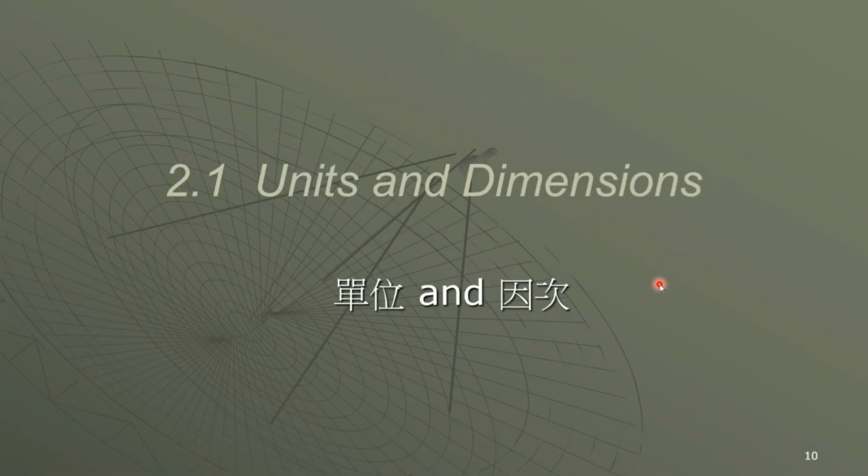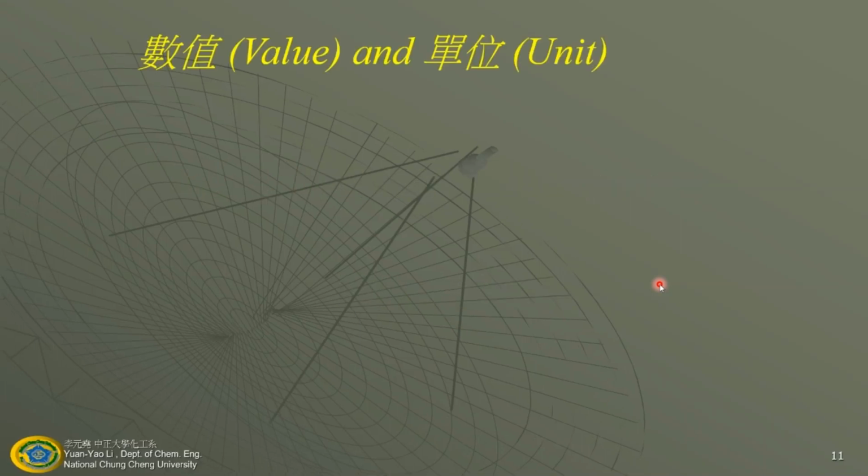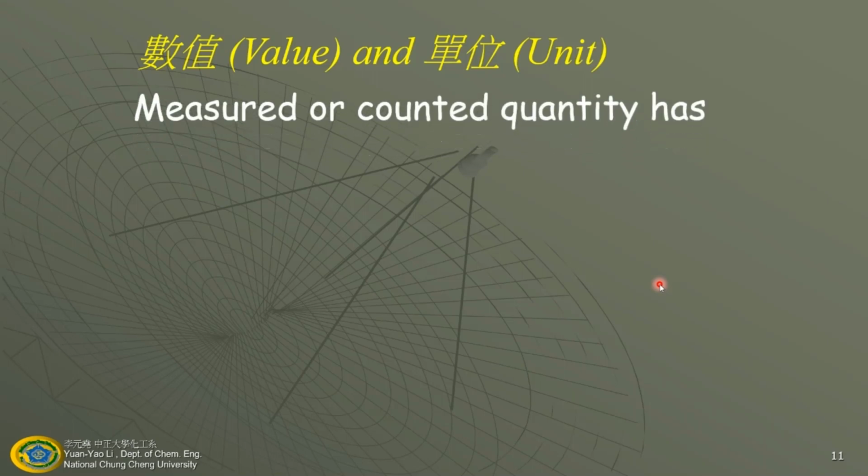Right. Okay, let's go to section 2.1, units and dimensions. In the beginning, let's understand these 2 terms. The first one is called value. The second term is unit. So what is value and unit?